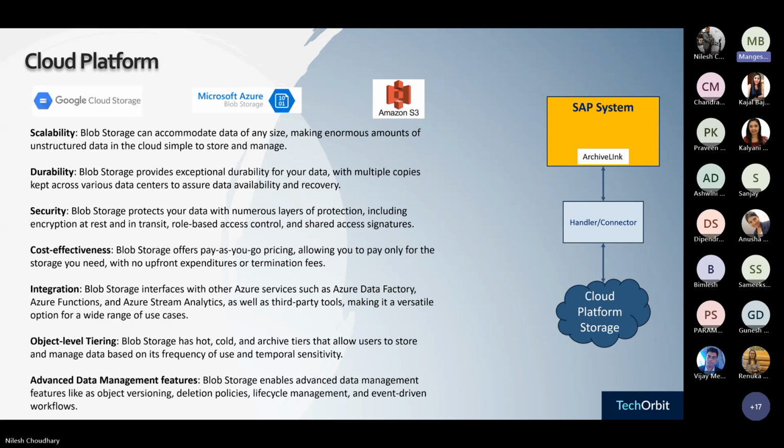They bring to the table the connector options when we want to use a cloud storage for your SAP data archiving. A simple connector-based solution they do provide. So that's how you'll have to go.